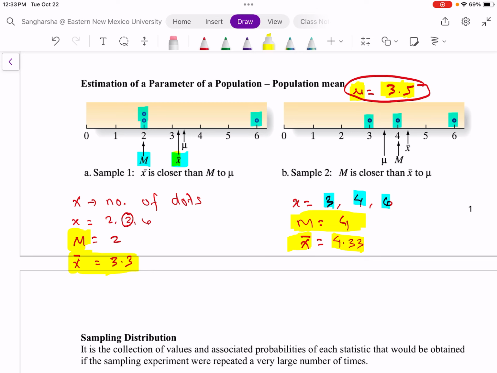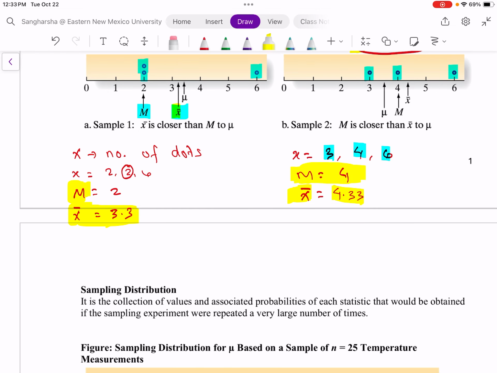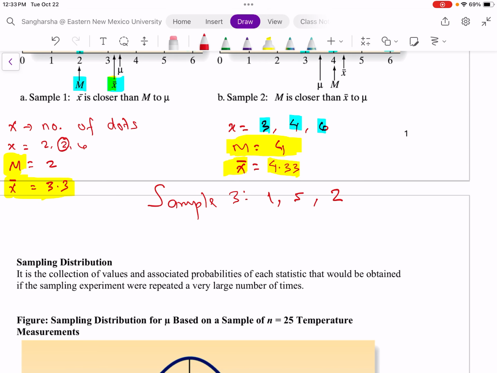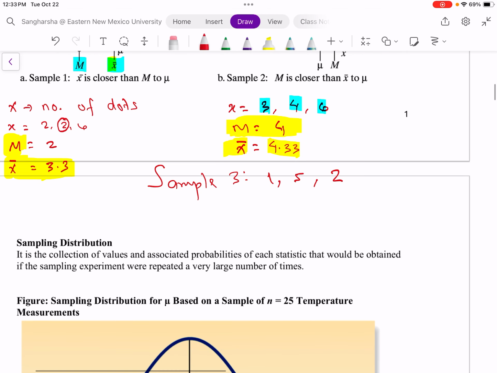Now, if we have a third sample, sample 3, you roll a dice, you collect the number of dots. So for example, you had 1, you had 5, and you had 2. So these are the number of dots in sample 3. Now let's find the mean. Our mean is 1 plus 5, 6, plus 2, 8. 8 divided by 3 is 2.6.